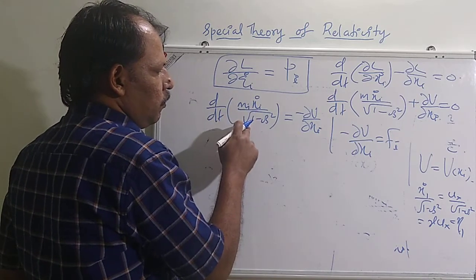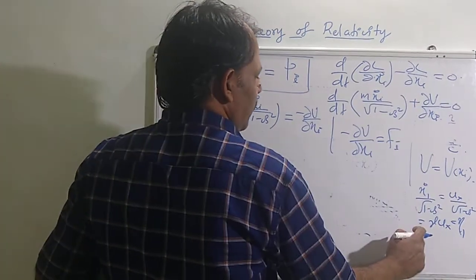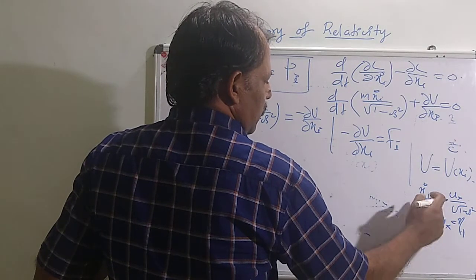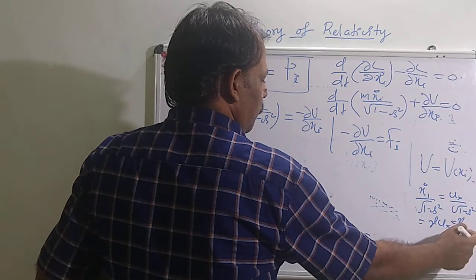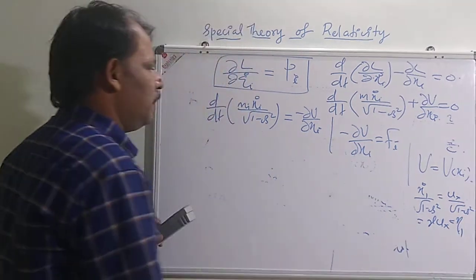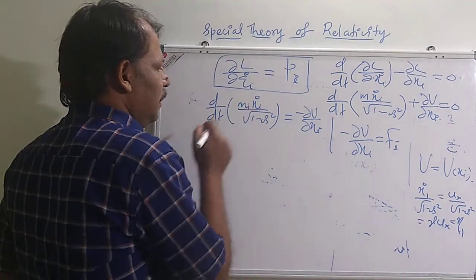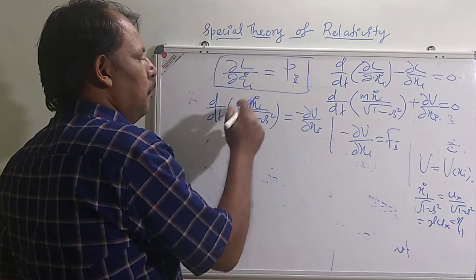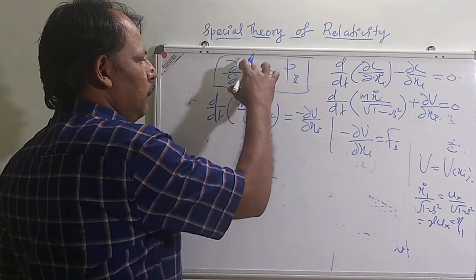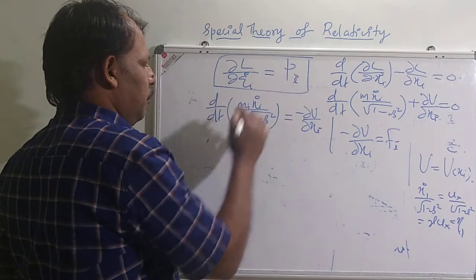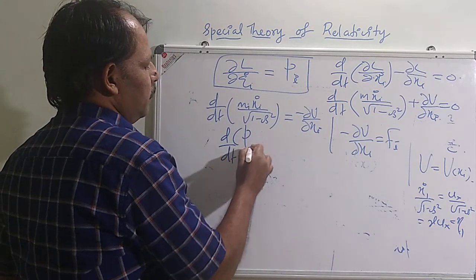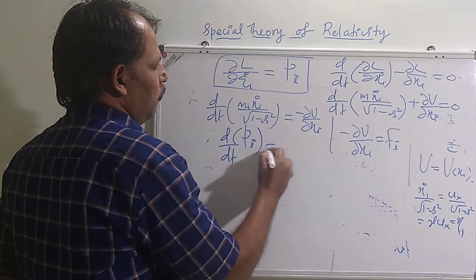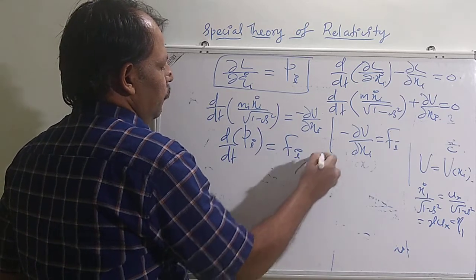m_i xi dot by root of 1 minus beta square is m_i gamma u_x. Gamma u_x is a component of 4-velocity, which is eta_i. So this will be m_i eta_i, and that will be the momentum. This is the differential of L with respect to q_i dot, that is momentum. So d by dt of the relativistic momentum P_i will be equal to the force.